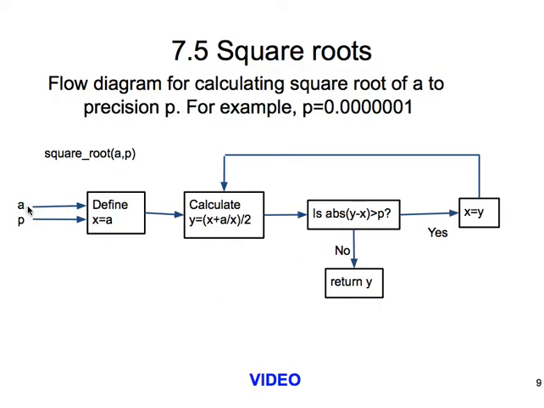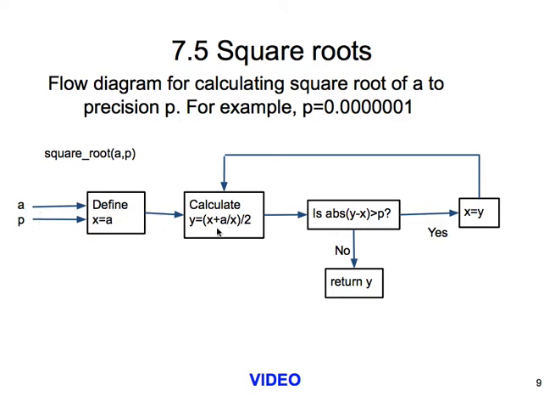So we have two inputs, a and p, that go into the square root function. Once a and p are passed to the square root function, the first thing the function is going to do is set a variable named x. It's going to set it equal to the value of a, whatever was passed to the function.